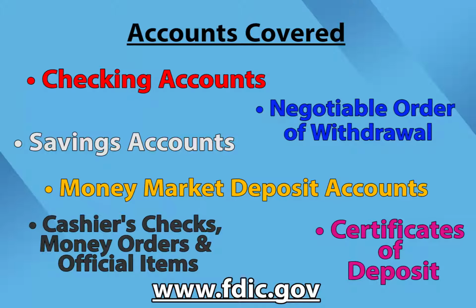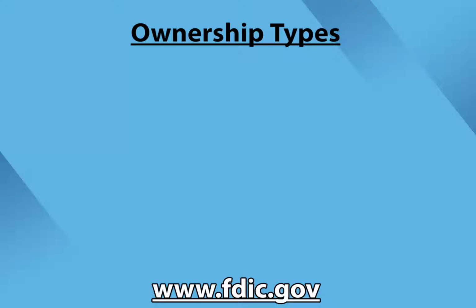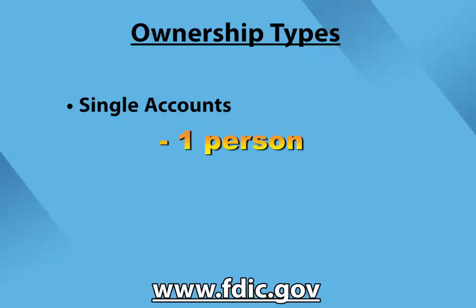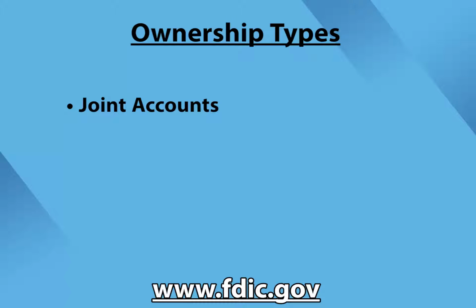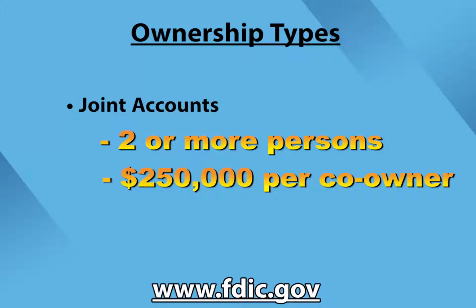All right, now that we have that covered, I'd like to define some common account ownership types and coverage limits before we journey over to the Electronic Deposit Insurance Estimator, or EDI. According to the FDIC website, single accounts are owned by one person and are covered up to $250,000 per owner. Joint accounts are owned by two or more persons and are covered up to $250,000 per co-owner.